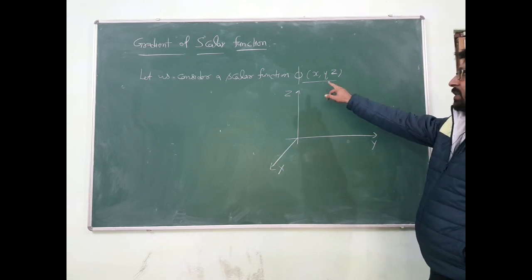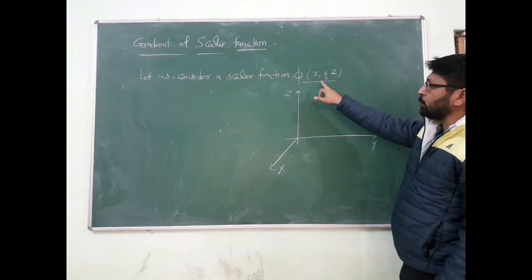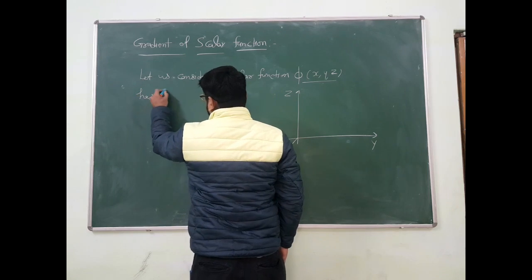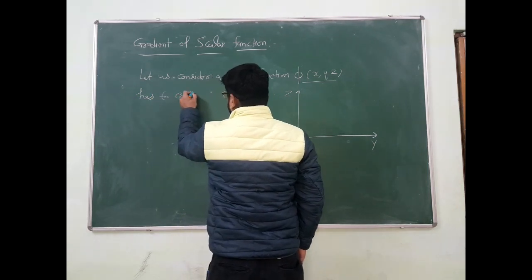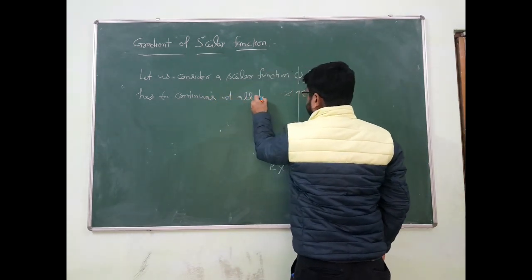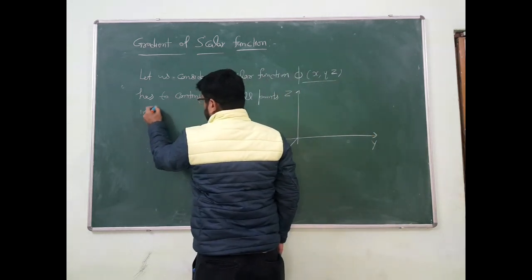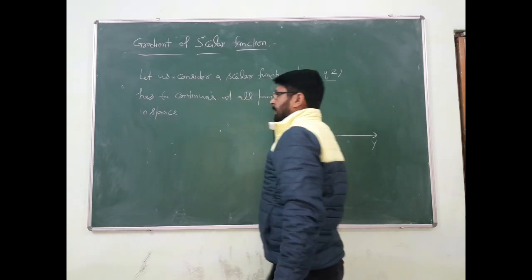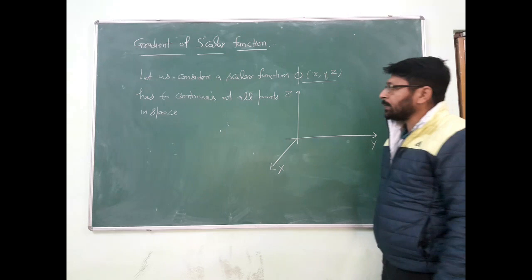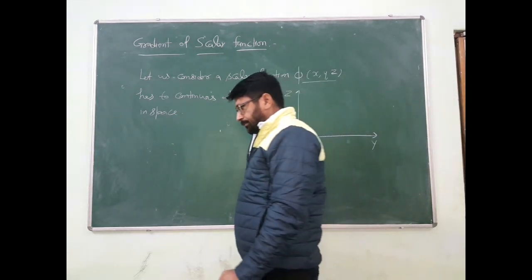So we have considered phi as a scalar function of x, y, z, and for this function to be scalar, what is the condition? It has to be continuous at all points in space. In this Cartesian coordinate system, this function has to be continuous. Then we can consider this function as a scalar function.